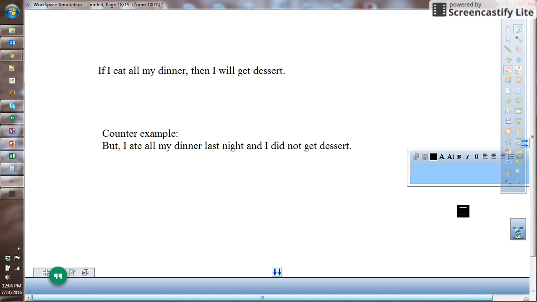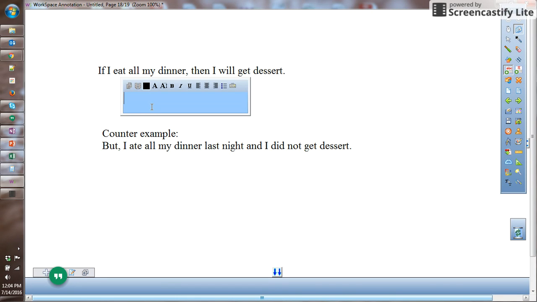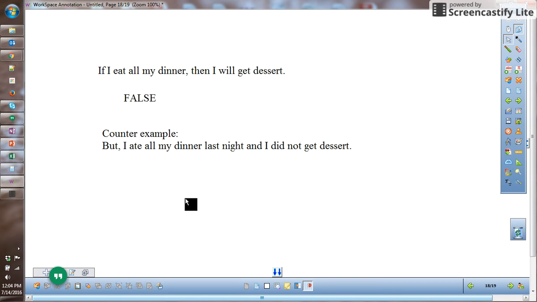So the counterexample is going to end up proving that my original statement is false because I ate all my dinner last night. I didn't get dessert. I wanted it, but I didn't get it. I got ice cream. So if I eat all my dinner, then it doesn't necessarily mean I'm going to get dessert. It might sometimes happen, but if it doesn't happen all the time, it's false. Because I was able to find a counterexample, you only need one counterexample to prove something false. And so my counterexample is I ate all my dinner last night. I didn't get dessert. Okay? Only need one counterexample.